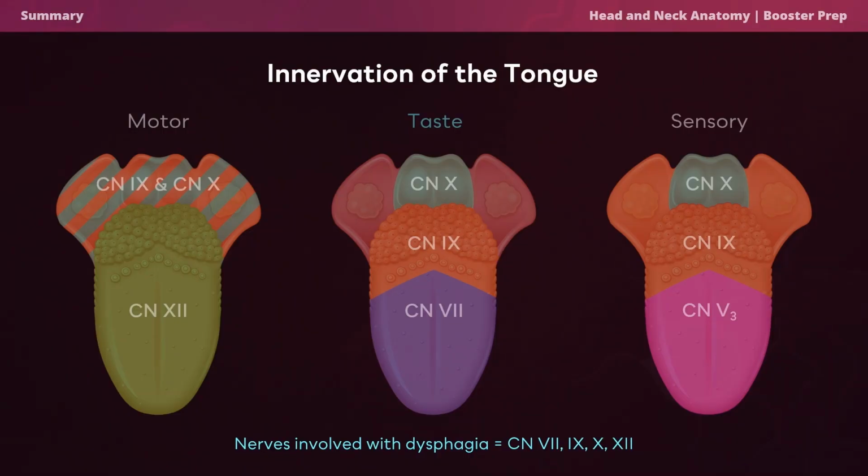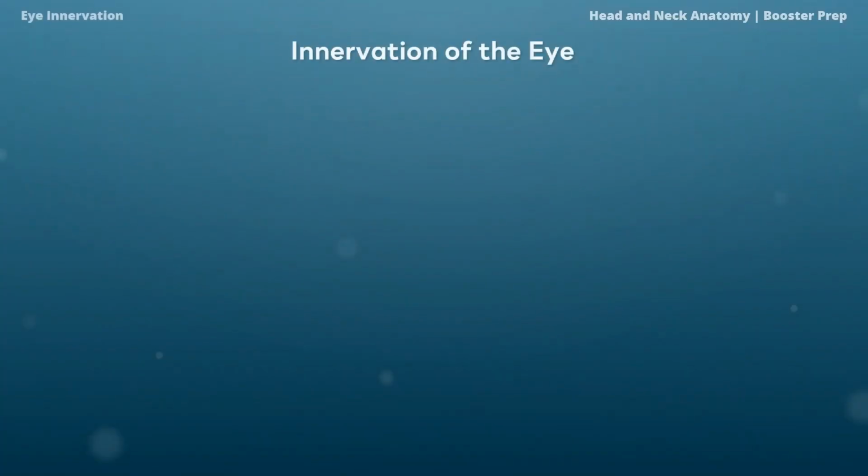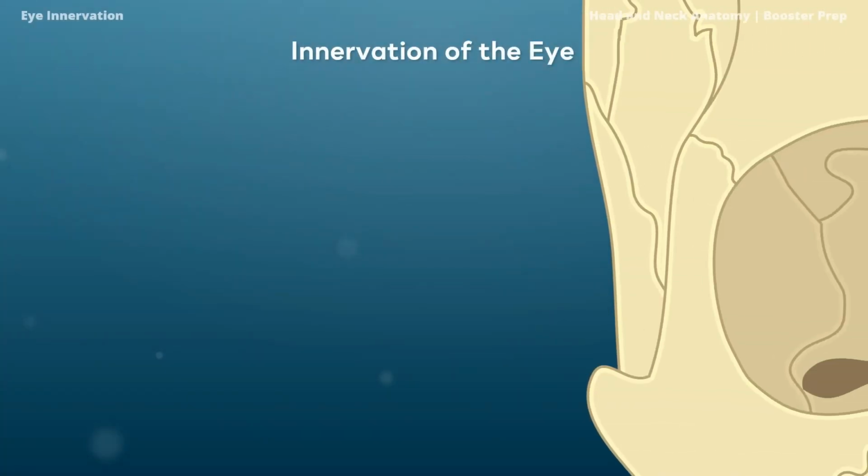Now, I bet you guys can see where this is going. That's right, we're going to do a summary of the innervation of the eye. So to start this off, we're going to need to do a zoom in on our friend Mr.